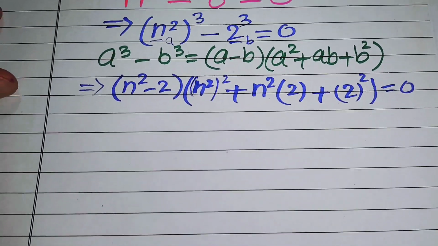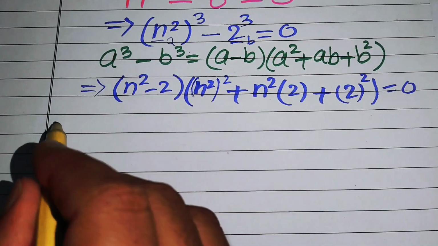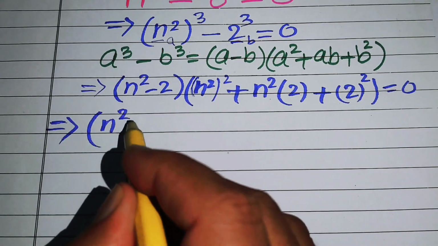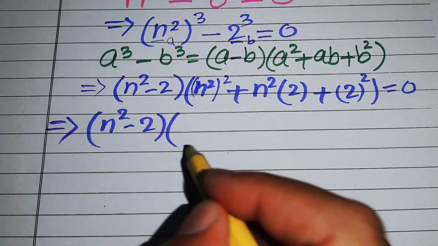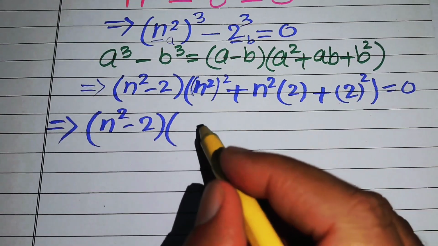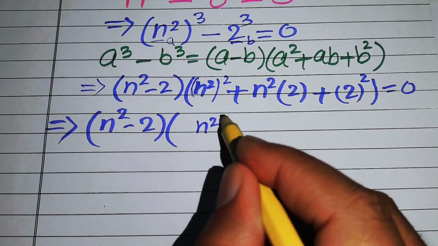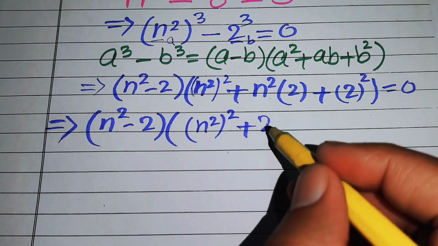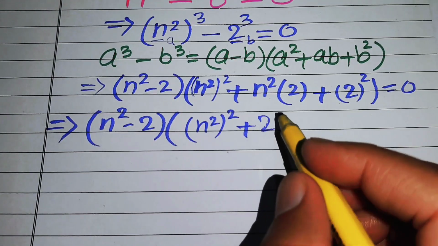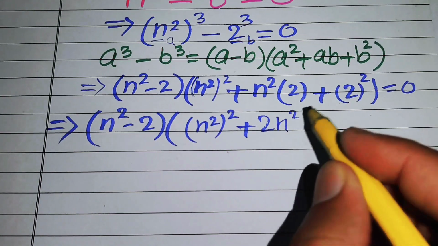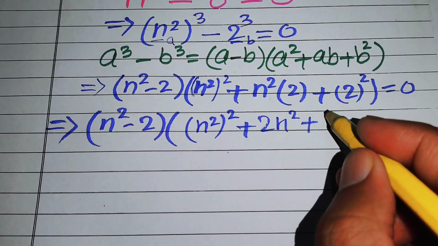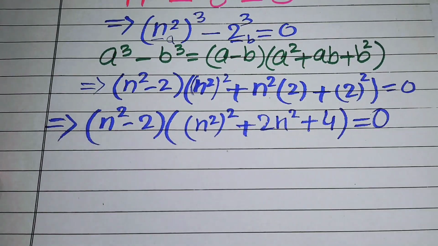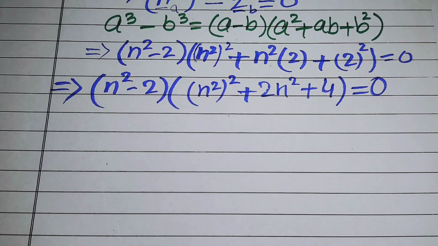Now we make a little bit of simplification here. First we have n squared minus 2 into, now we can write this as n squared and its whole squared, plus here you have 2 times n squared, plus here you have 2 squared, which equals 4, and this whole equation equals 0. So here you have two cases.